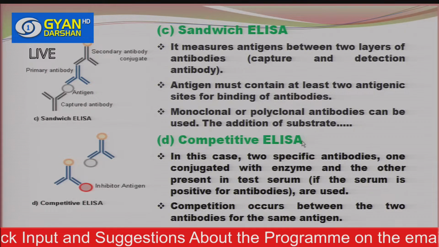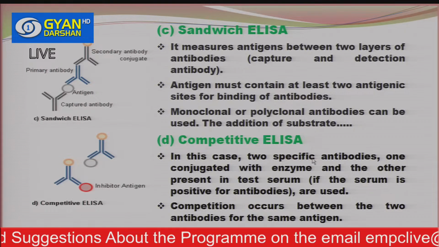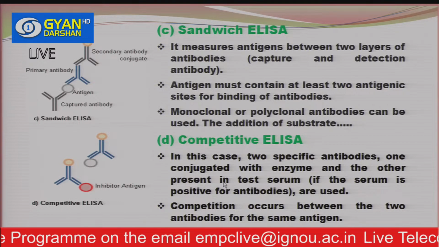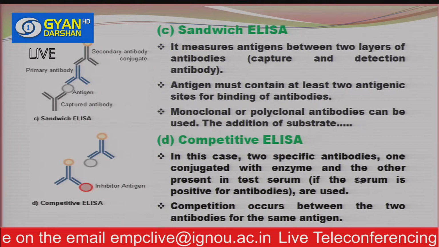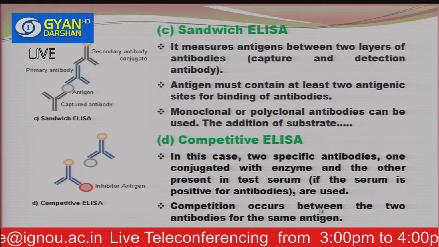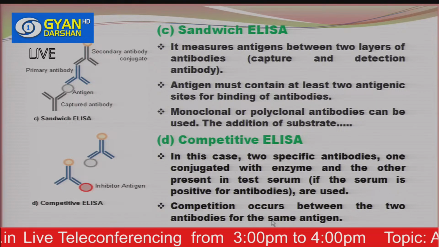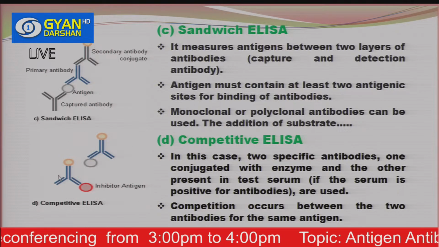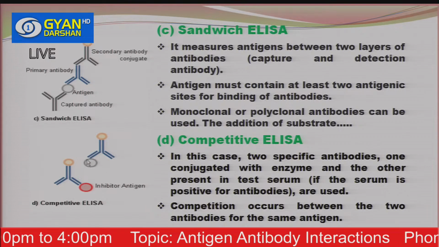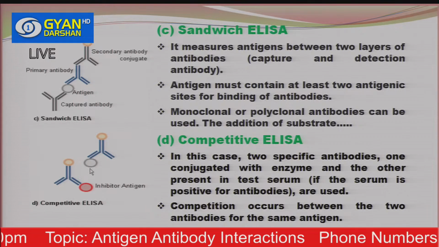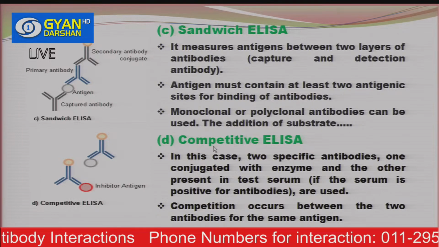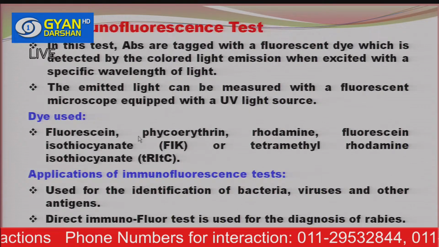Here the fourth one is the competitive ELISA. In this case, there are 2 specific antibodies, one conjugated with the enzyme and the other present in the test serum. If the serum is positive for the antibodies, competition occurs between the 2 antibodies for the same antigen. Ultimately, we can decide how much antigen is present in the serum. So this is the fourth type of ELISA, known as the competitive ELISA.